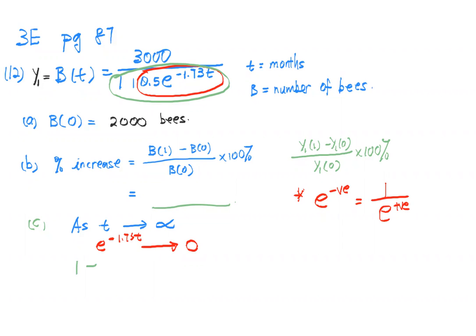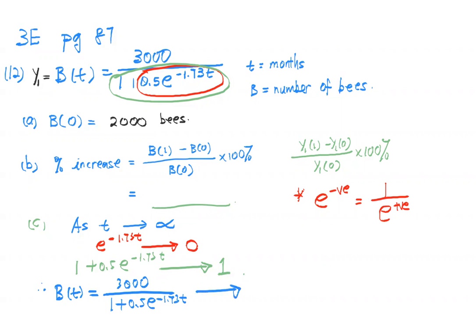So what will happen to 1 plus 0.5 e to the power of negative 1.73t? It will approach 1. Therefore, my B(t), which is 3000 divided by 1 plus 0.5 e to the power negative 1.73t, will approach 3000. From below or from above? 1 is the smallest number for the bottom, correct? So the rest of the number will be more than 1. So that means 3000 divided by a number that is more than 1, it will be less than 3000. So it will be from below.